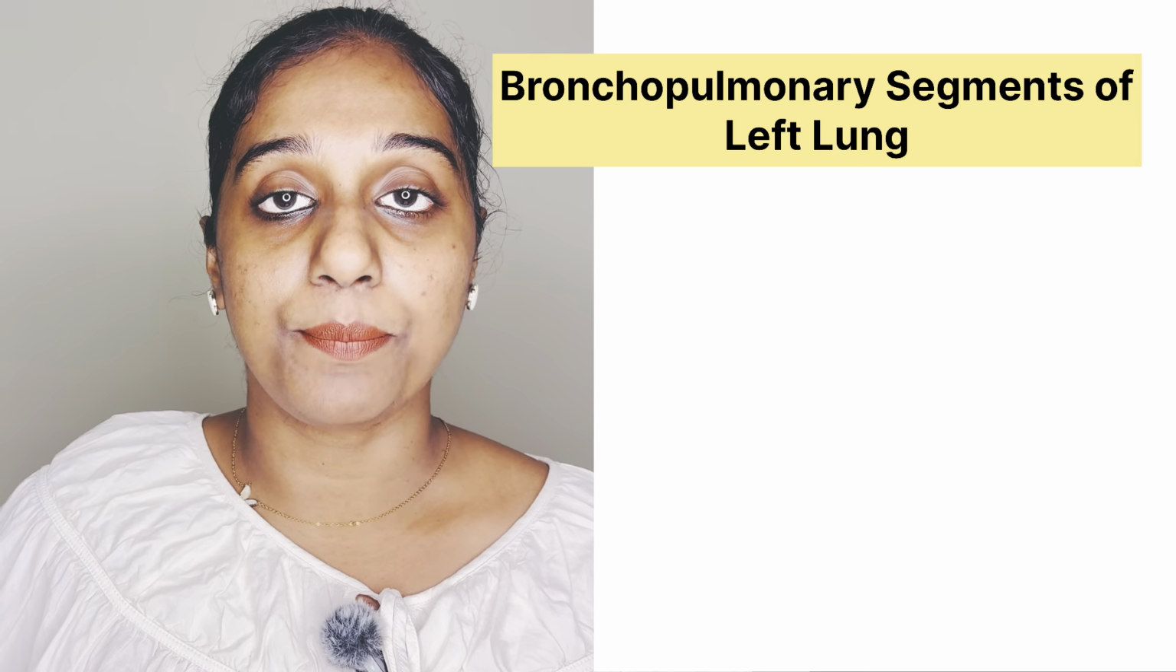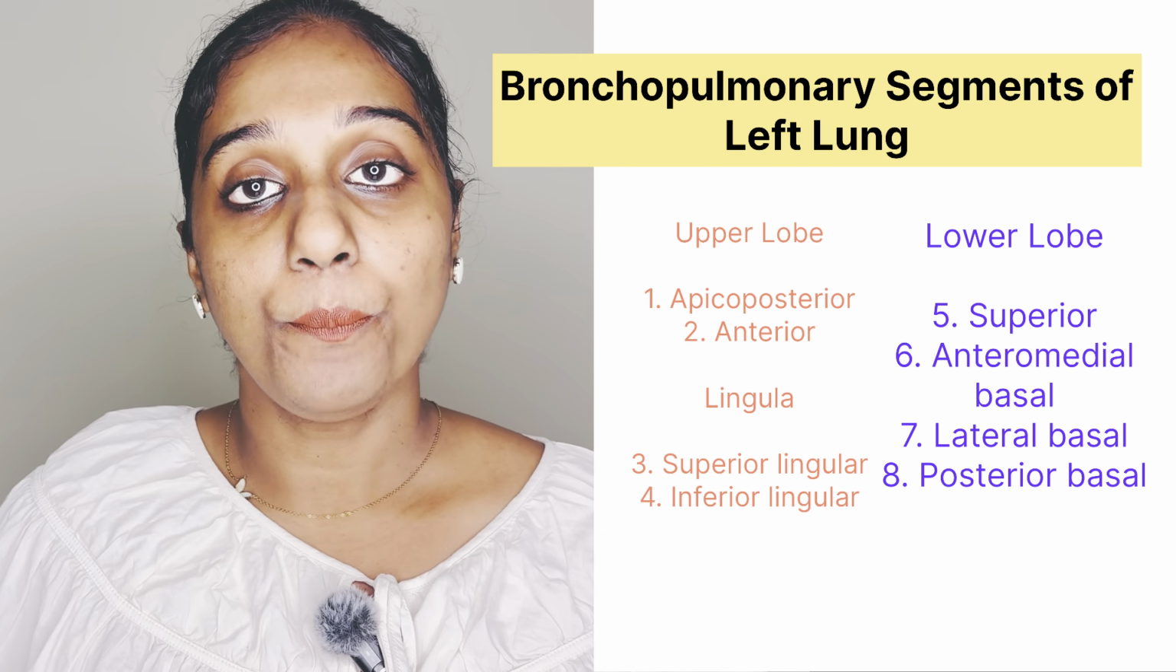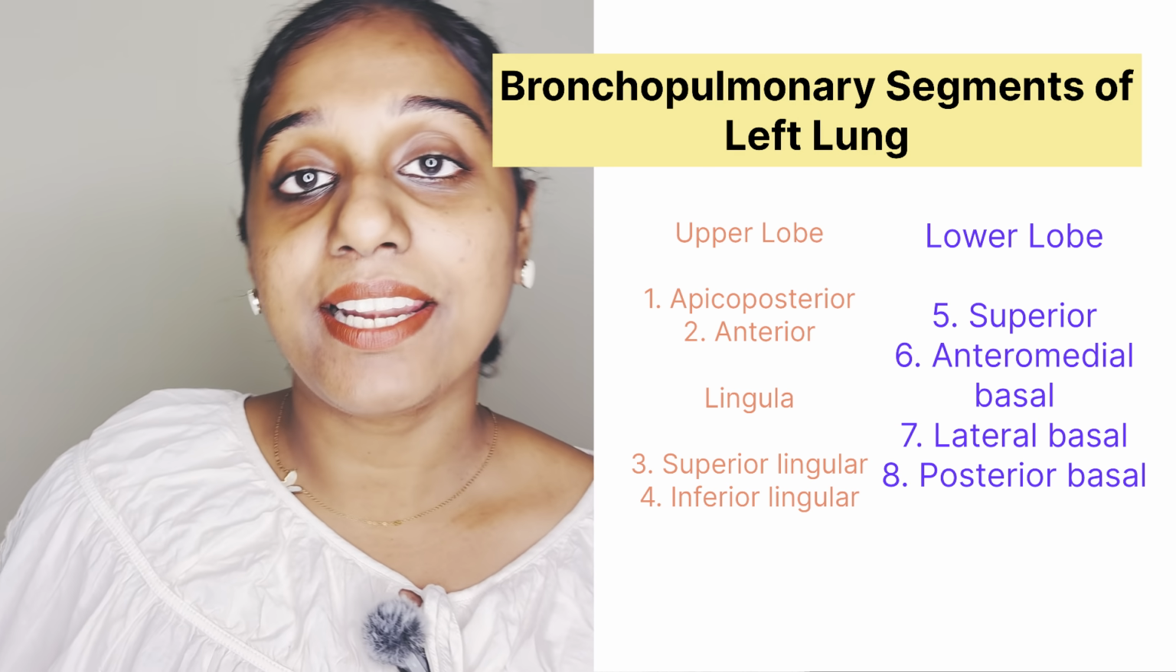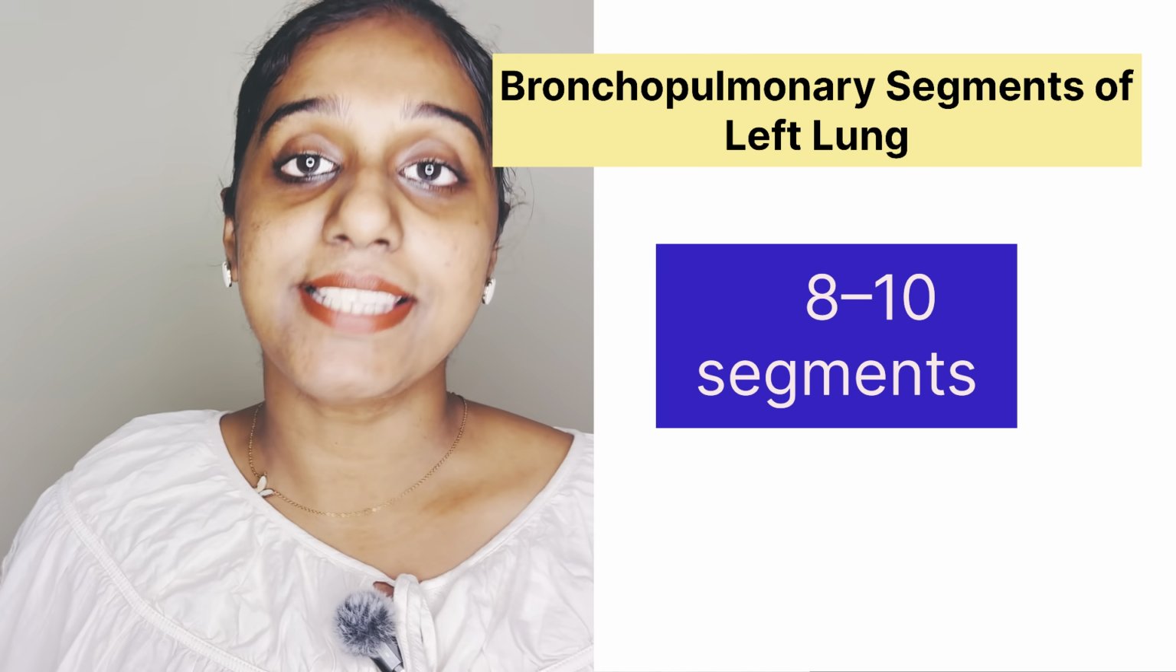Next is bronchopulmonary segments of left lung. The upper lobe: apico-posterior, anterior, superior lingular, inferior lingular. In the lower lobe: anteromedial, lateral basal, posterior and superior. Usually 8 to 10 segments.